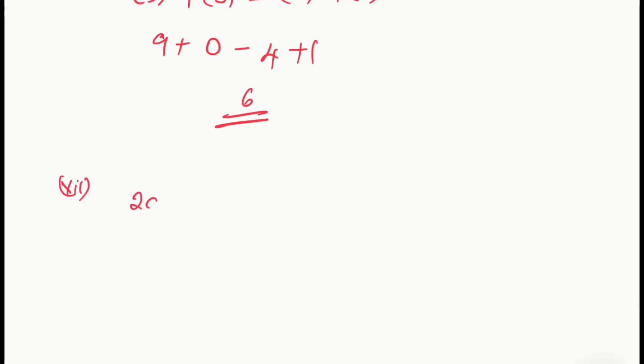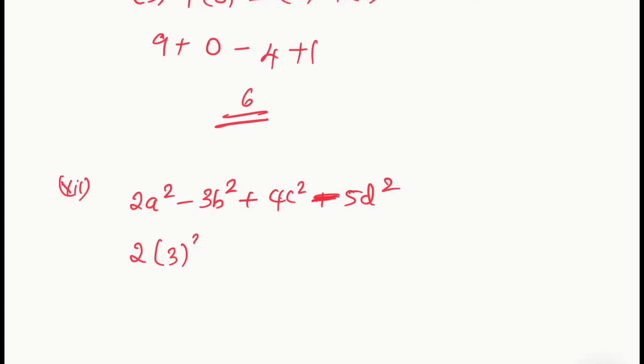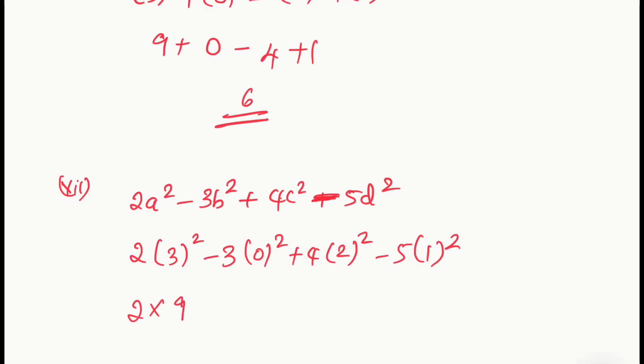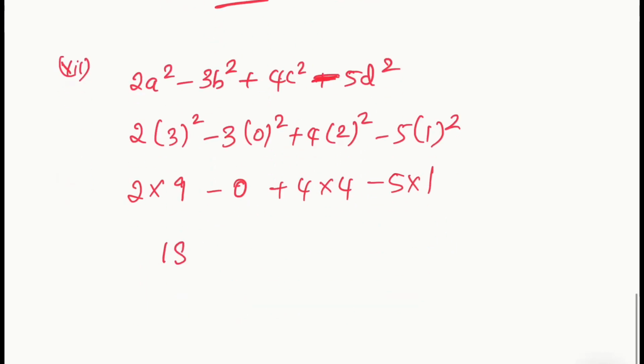Next one we have 2A square minus 3B square plus 4C square minus 5D square. So 2 into 3 square minus 3 into 0 square plus 4 into 2 square minus 5 into 1 square. So 2 into 3 square is 3 3s are 9, minus 0 is 0, plus 4 into 2 2s are 4, minus 5 into 1. So what do you get? 18 minus 0 plus 16 minus 5. 18 plus 16 will give you 34, minus 5 is equal to 29.